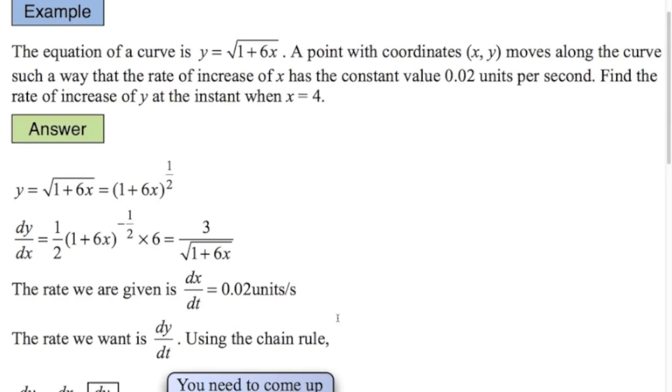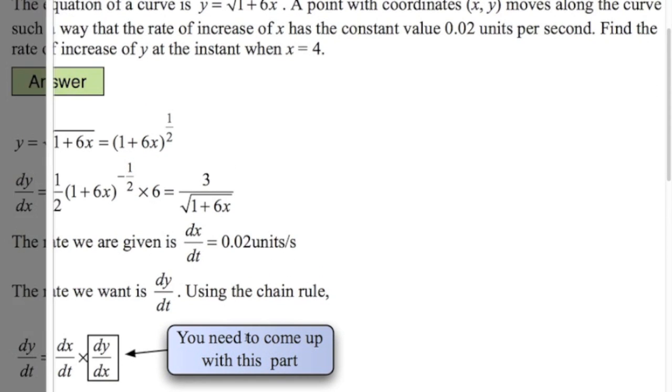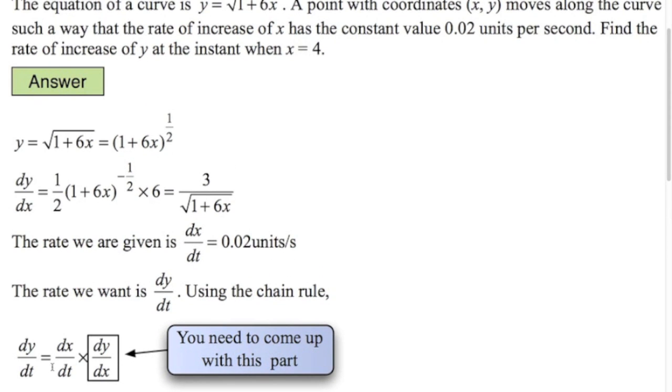Okay, so using the chain rule, dy/dt, that's what we're looking for, is equal to dx/dt, that's what we're given, times dy/dx, which is the bit you need to come up with. You can see that the dx cancels to give dy/dt, beauty. dy/dx is what we're after, and luckily we've got the function y in terms of x. So dy/dx is just a matter of doing the derivative, which I've done up here. It's using the chain rule.